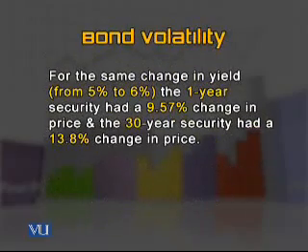For the same change in yield from 5 to 6%, when your yield increased, the 1-year security that we first talked about had a 9.57% change. You'll understand this a little from this slide, because you'll be able to understand the formulas better when you look at the screen and hear what I'm talking about. So the 30-year security had a 13.8% change in price, and the 1-year security had a 9.57% change. I need not emphasize these sets once again.